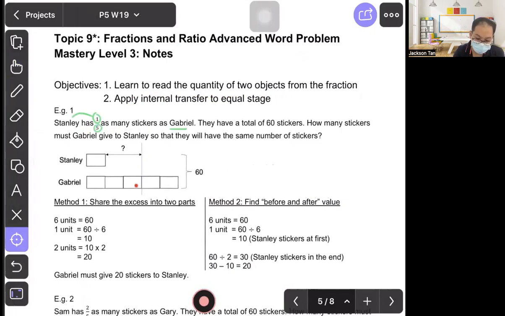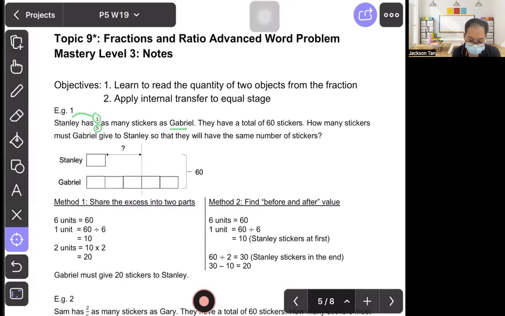So this is the model, altogether 60. So must give how many? You see, Gabriel has 4 units more. So you can divide by 2, give the 2 units to Stanley. So 6 units is 60, 1 unit is 10, 2 units is 20, so you will give 20.